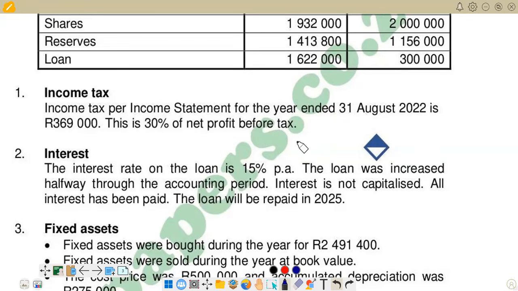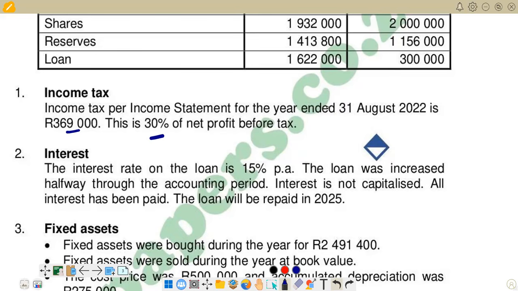So we are given the figure for tax, and the figure is 369 here, and the rate that has been used to find this figure is 30%. And remember, to find the tax, we say the rate which is 30%, and then we multiply by the net profit.